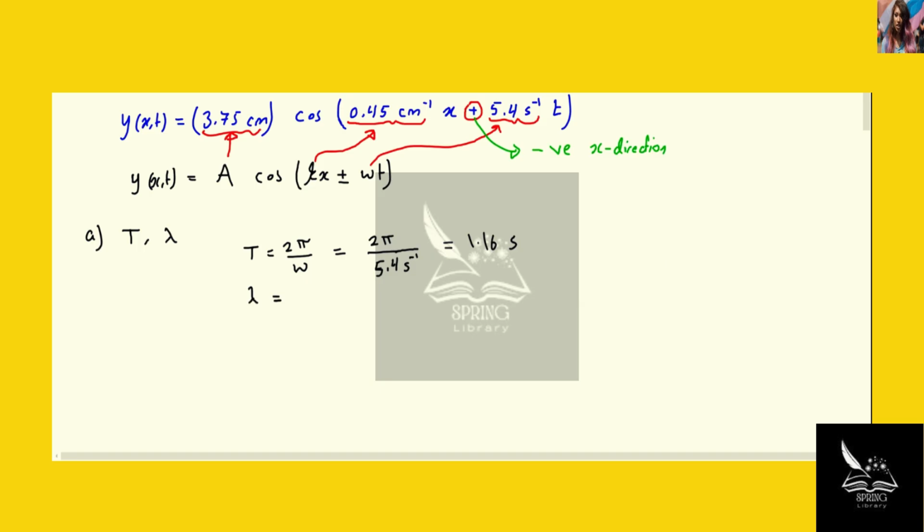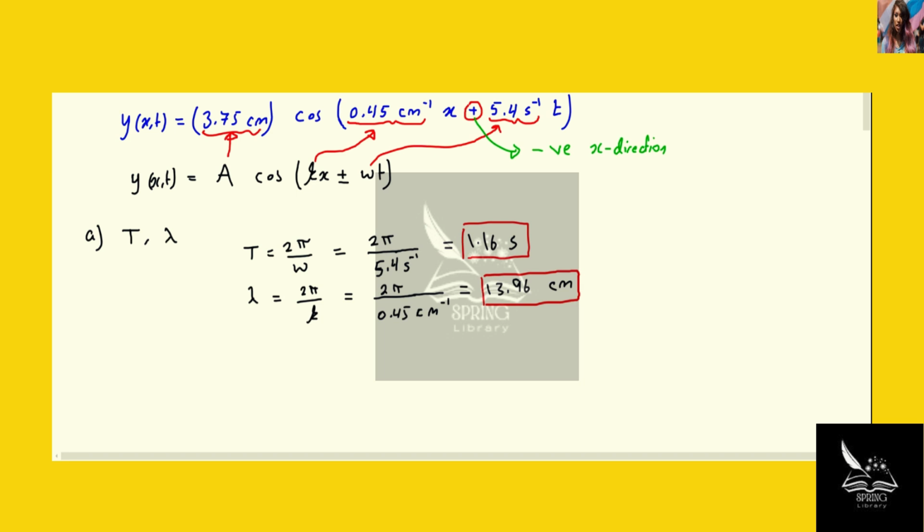Lambda, the horizontal distance, is 2 pi divided by the wave number k, which is equal to 2 pi divided by 0.45 centimeter inverse, which is equal to 13.96 centimeters. Now notice here you should keep the units as you start with them. You can, of course, convert the units to meters. You can convert the distance to meter, but I choose here to keep it in centimeters.